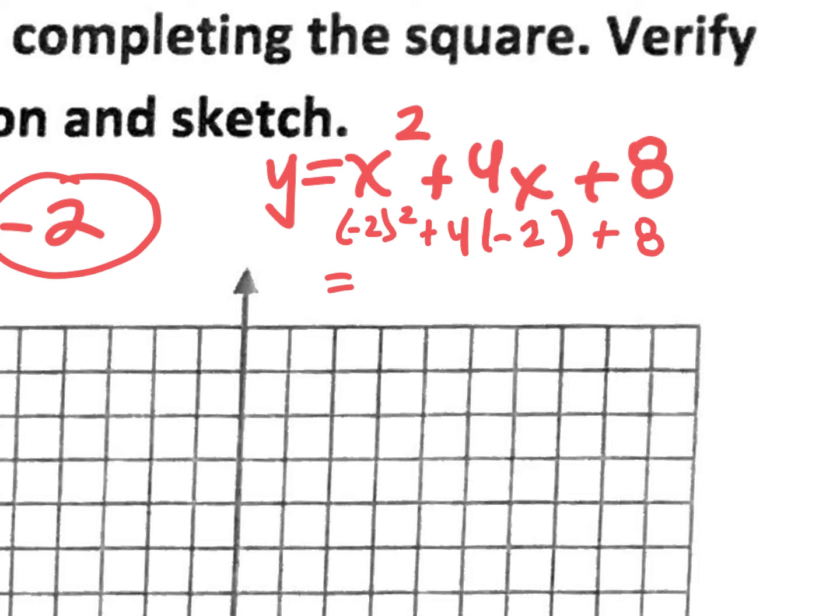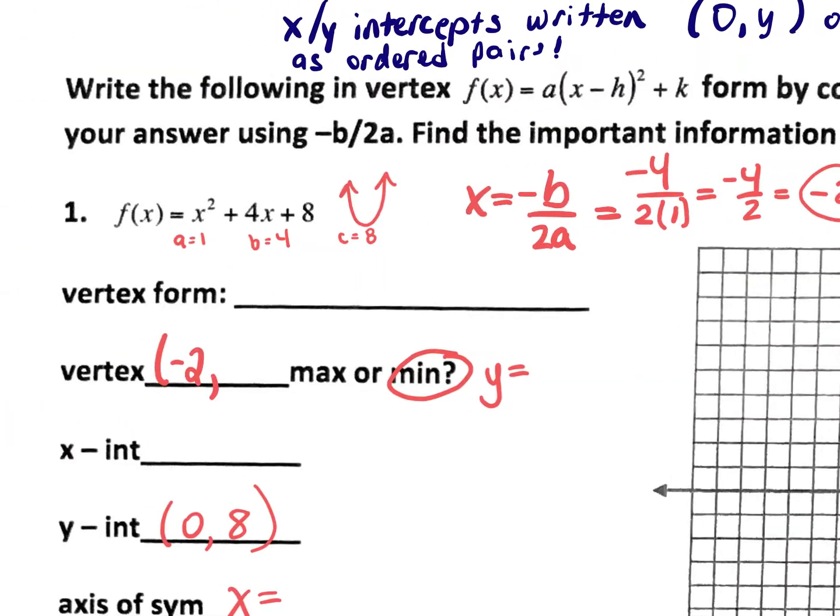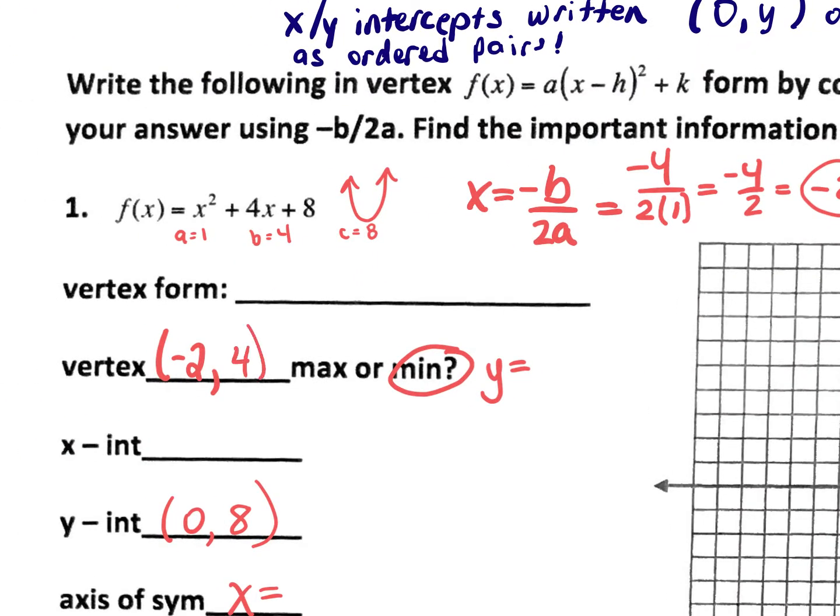What is negative 2 squared? Positive 4. Good. What's 4 times negative 2? Negative 8, and then I have plus 8. So when I simplify this, 4 minus 8 is what? Negative 4, right? Plus 8 gives me what? So y equals 4. So you guys just found out that your vertex is at negative 2, comma 4.